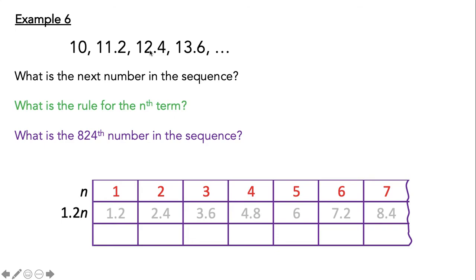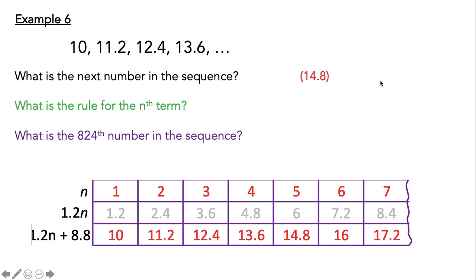So there's something that we need to add to all of these in order to get these ones. So what do you need to add to 1.2 in order to get up to 10? Or in other words, what's 10 minus 1.2? So the answer is you need to add 8.8. So the rule is that you need to add 8.8 to all of those, and then you get 1.2n plus 8.8. So answering the question, the next number in the sequence is 14.8.